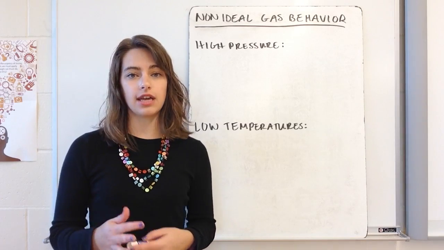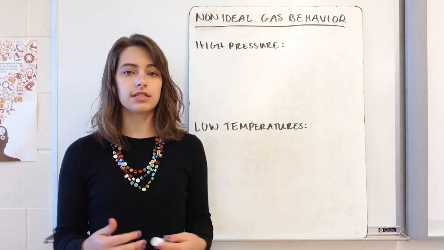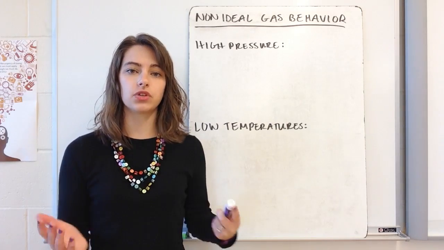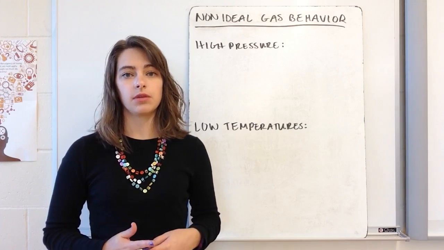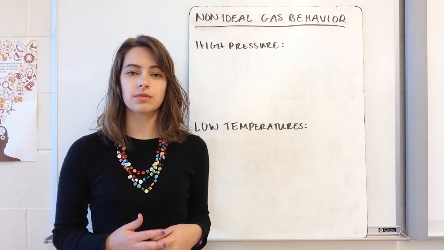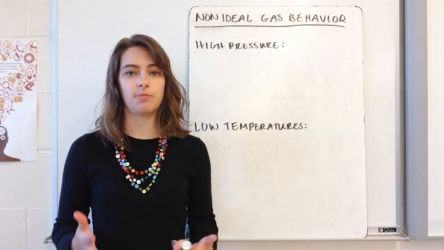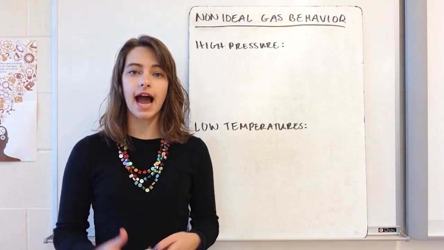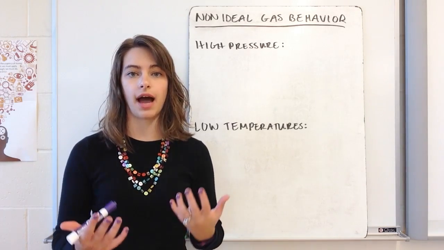So if you dramatically increase the pressure or you dramatically decrease the temperature, you will start to see gases behave non-ideally. So let's look at each of those components individually. One of our tenets of kinetic molecular theory says that gas particles occupy no volume. They're essentially just points in space. However, at very high pressures, the gases start to be compressed and they start to occupy volume.